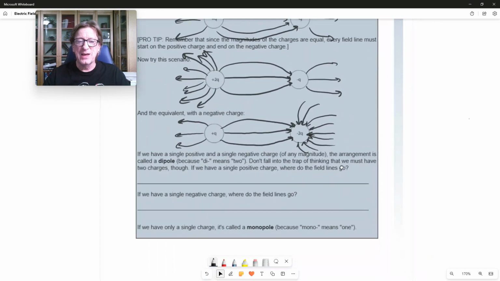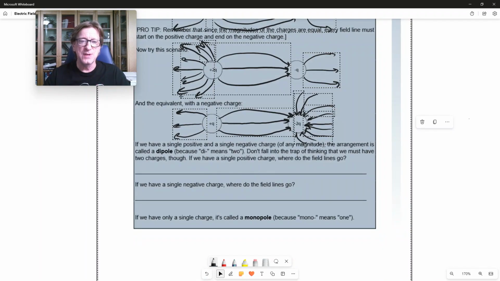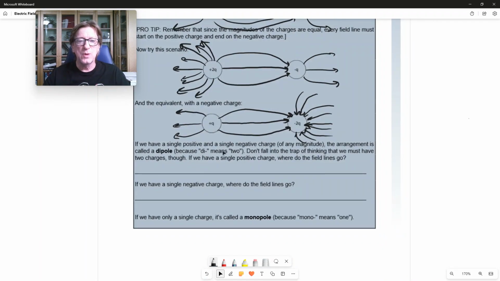So if I have any 2 charges of any magnitude here, then we call that a dipole. A dipole means 2. So if I only have 1, then that's a monopole, because mono means 1. So if I have a single positive charge, where are those field lines going to go? Stop and think about that for a minute.